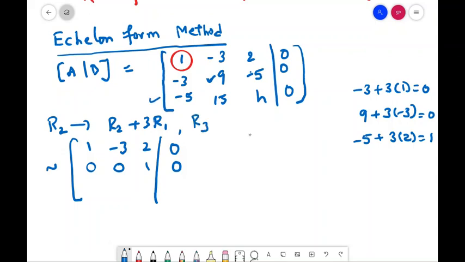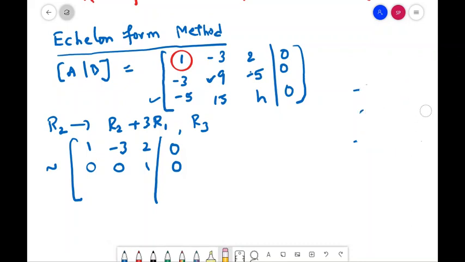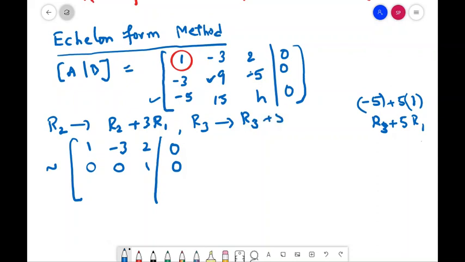Row 3, I have minus 5 here, and using this one I have to make it 0. So let us see how to do that. For row 3 I have minus 5 here and I have 1 here. So what do you do? You have to use R3 plus 5 times R1. So R3 plus 5 times R1.